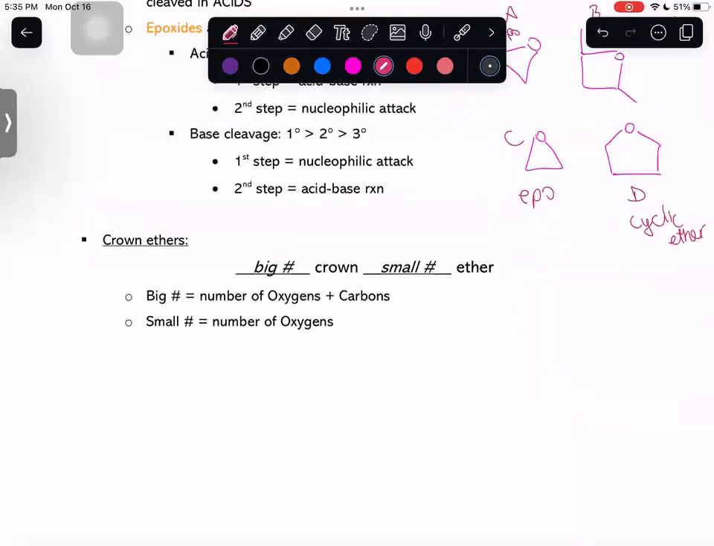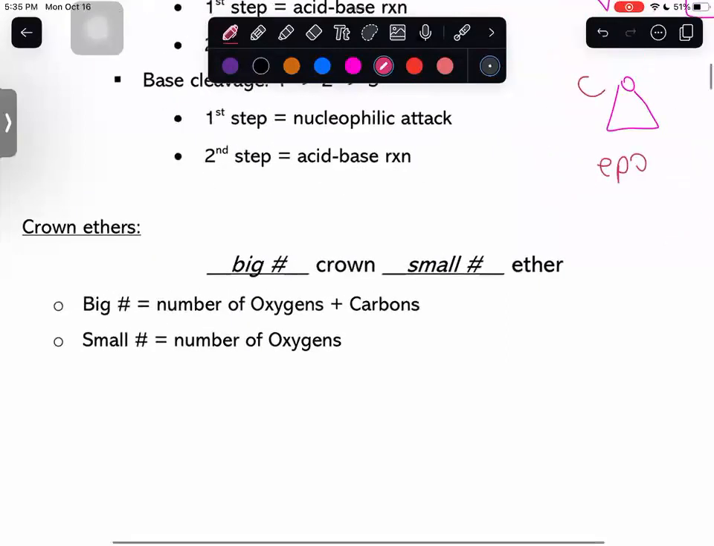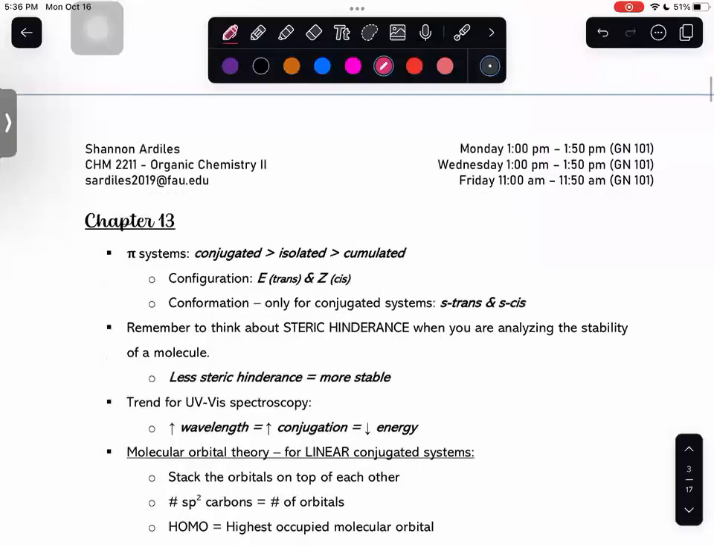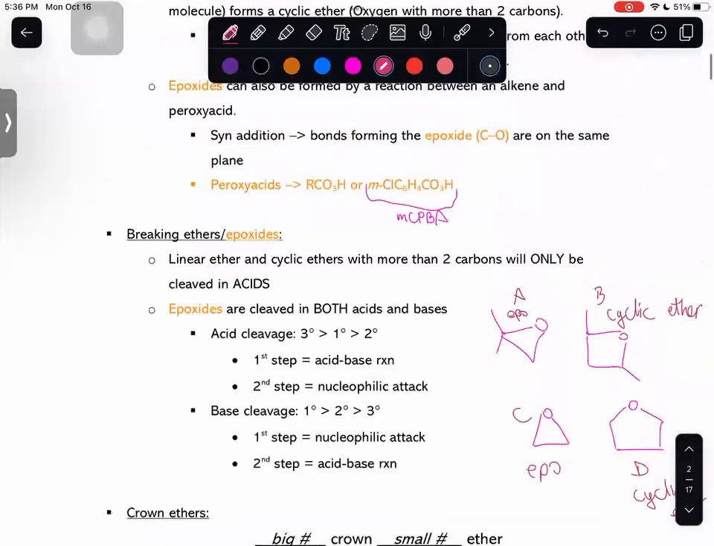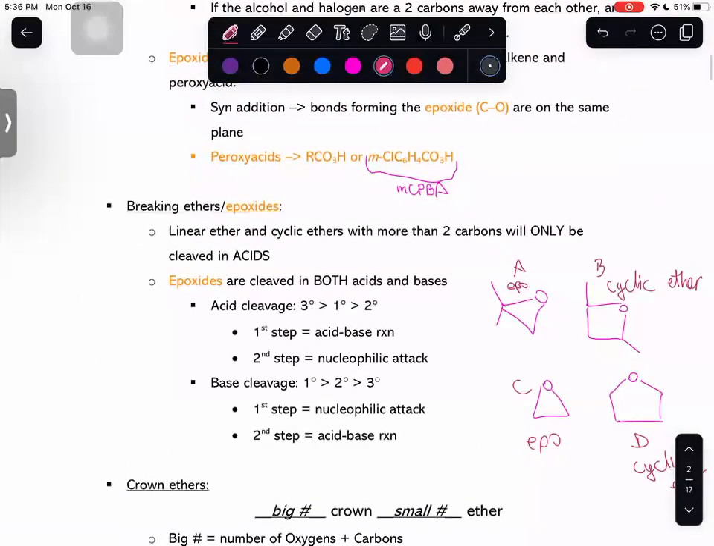Okay, crown ethers, this should be your favorite question. We should love it. You might only get one question, but still. Again, remember, the big number is going to be the first one that you're going to see. That's including the amount of carbons and oxygens. The small number, the one that goes before ether, that guy is just accounting for oxygens. So please do not confuse them. Okay, so let's do a few practice problems with epoxides.